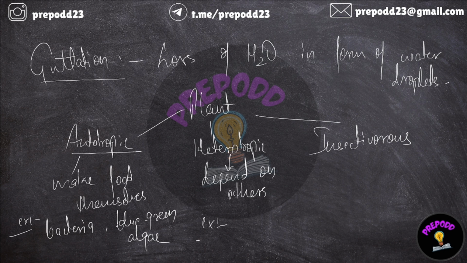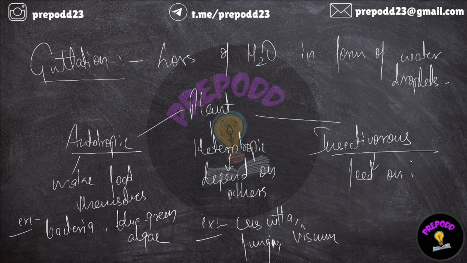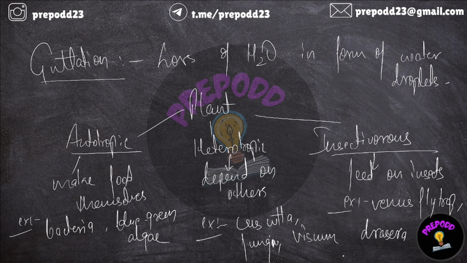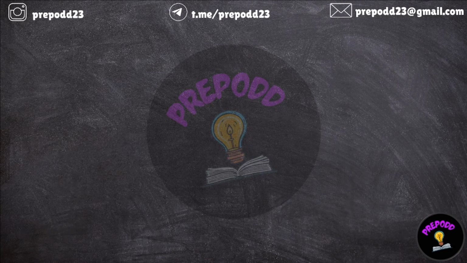There are many examples of heterotrophic plants, like cuscuta, fungi, and viscum. Okay, and then there are insectivorous plants that feed on insects. Examples are Venus flytrap and Drosera. So these are examples of insectivorous plants, heterotrophic plants, and autotrophic plants. These are the different types of plants.